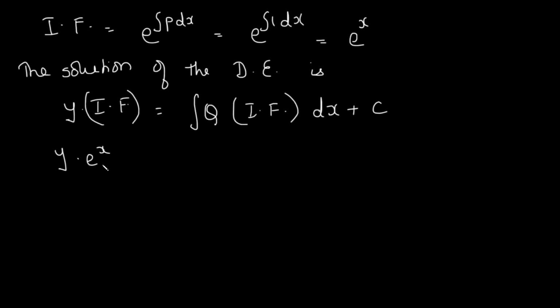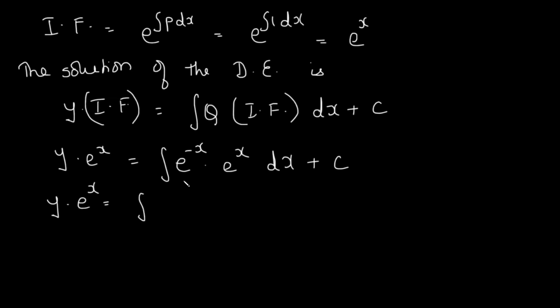So as a result, y into e raised to x is equal to integral Q, and Q was e raised to minus x. So e raised to minus x, that is Q, into the integrating factor, that is e raised to x, dx plus c. So LHS remains the same over here. In the RHS, e raised to minus x is 1 upon e raised to x, again into e raised to x dx plus c.